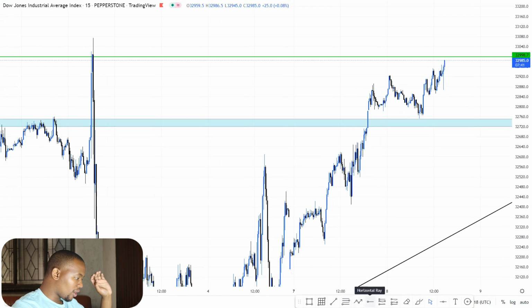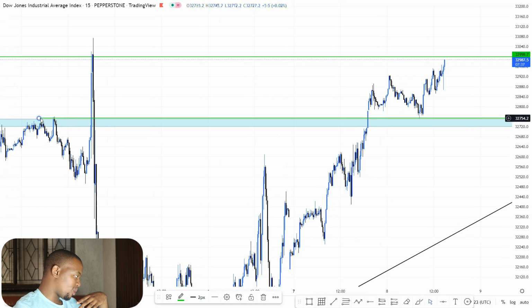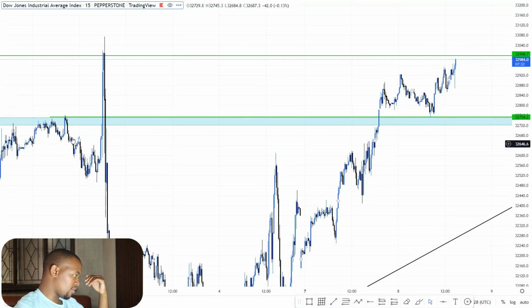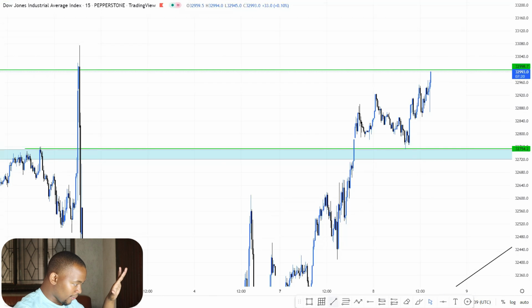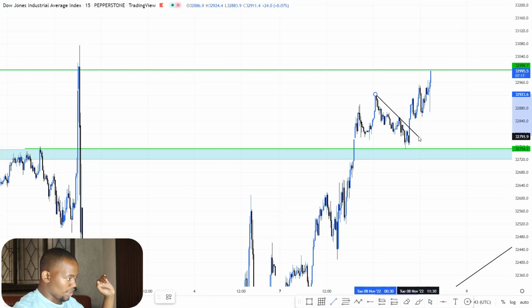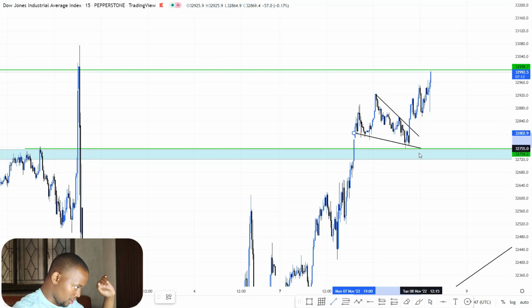All right, traders, we are on the 15-minute chart, and now that the market has broken above this major resistance area, I just knew that the market has to retest and push up. So another thing that I identified is a continuation pattern on the 15-minute chart.